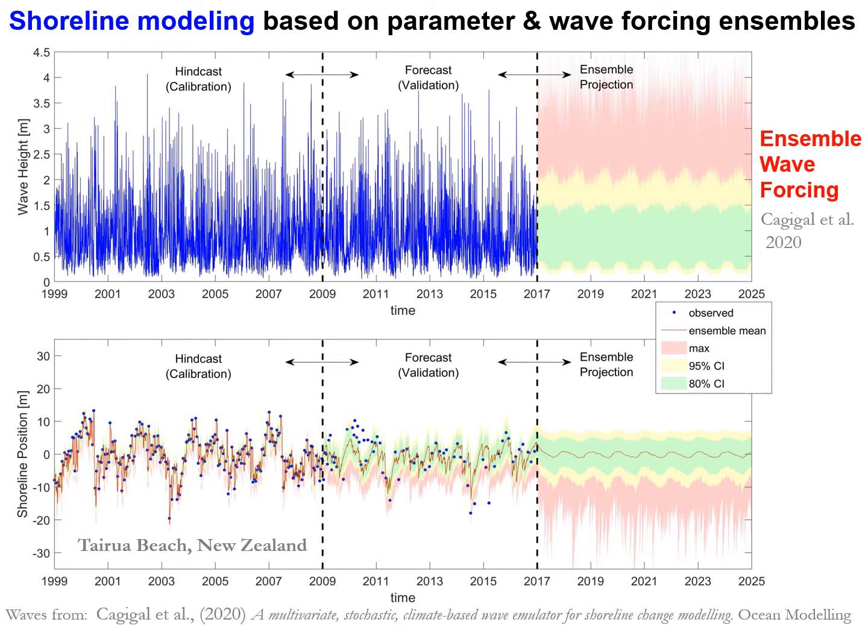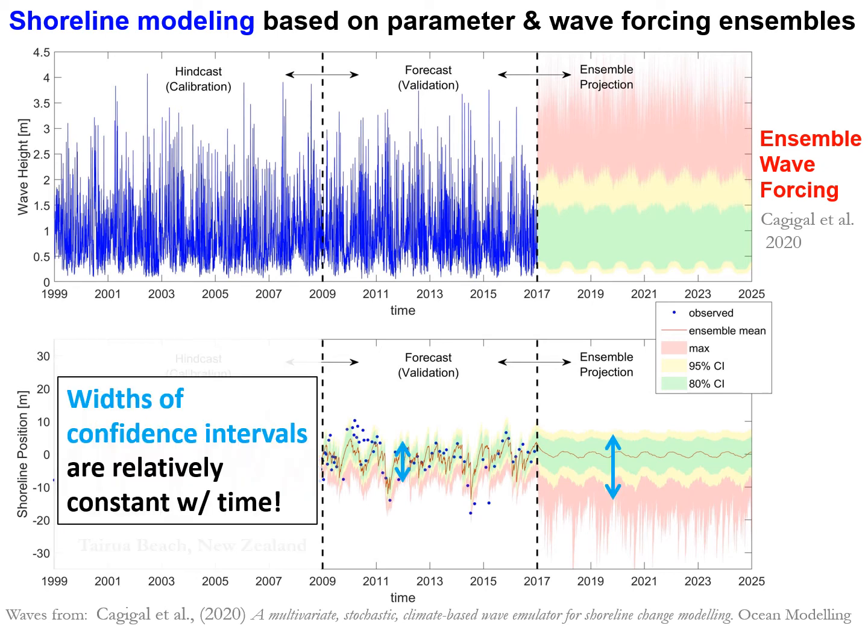So this next example is where we use an ensemble of wave forcing conditions, and that ensemble is produced by a wave model from Cagigal et al. 2020. And so you see here, when we're making a true projection, we don't necessarily know what the wave conditions are. So in this case, we're running the model with 1,000 different time series of potential wave conditions and seeing what the shoreline position is in the ensemble mean and the uncertainty bands in green, yellow, and red here. And so you can see it's a very different look to the model as opposed to the previous example of the uniform forcing.